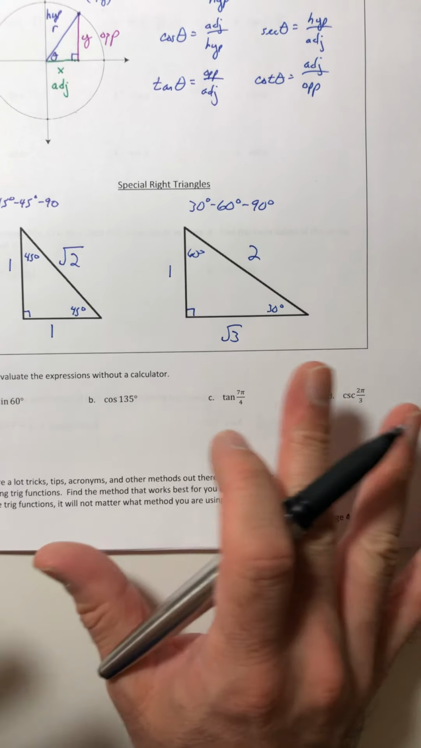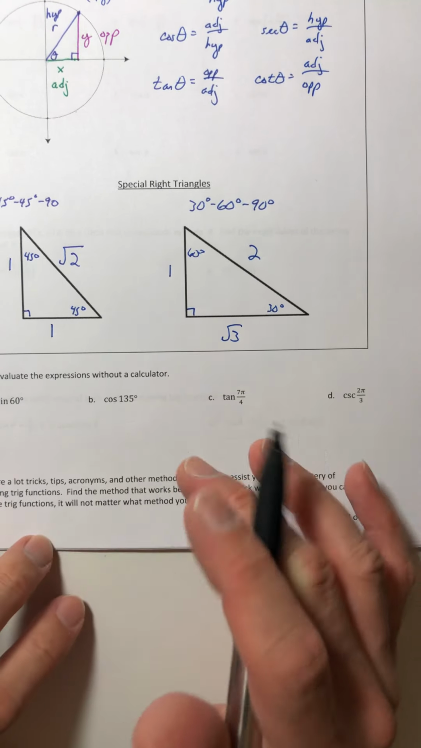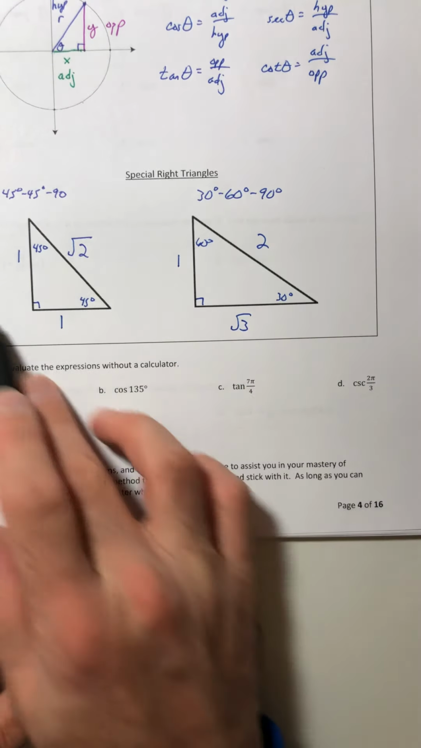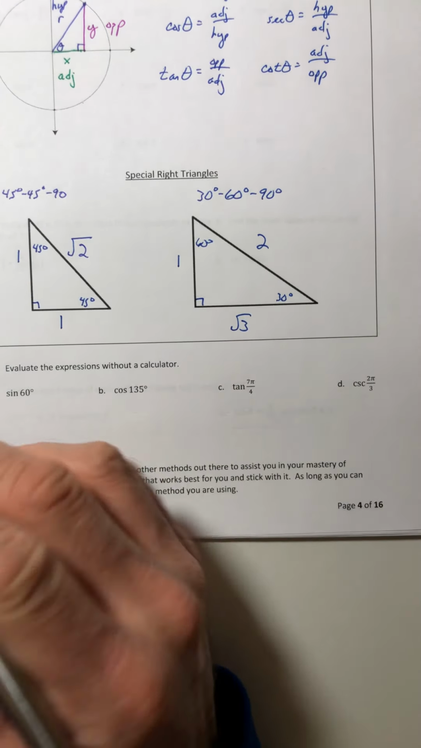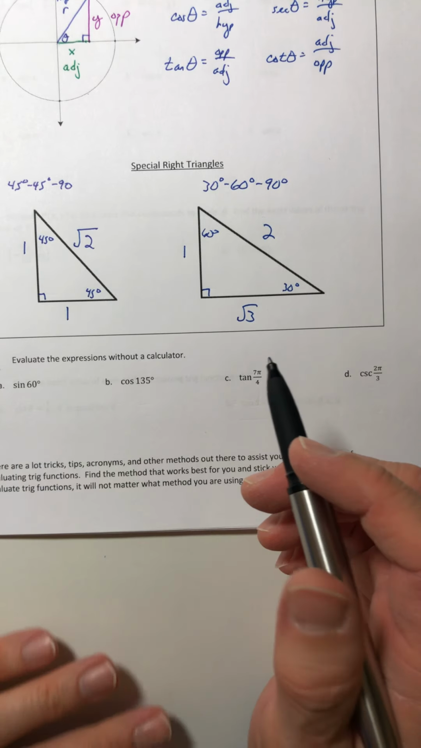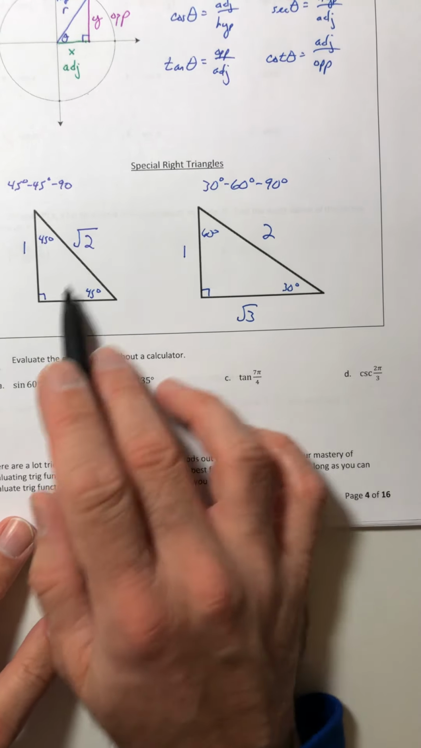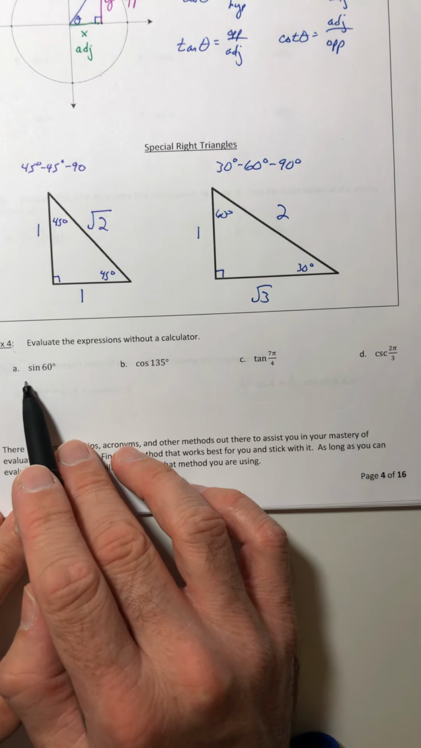So no matter which way you go, you are going to have to memorize something. Some people just want to memorize the triangles, other people want to memorize all the points. It just depends on what you want to do. But let's see how to use SohCahToa to evaluate your trig functions.